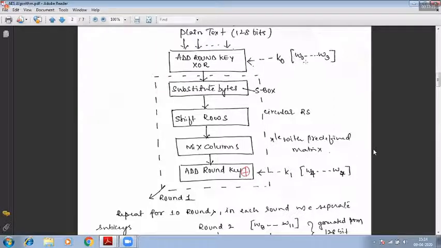So what would be the words? Since I'm representing the key in the form of words or bytes, 4 subkeys are used in the first add round key XOR operation. The words could be W0 to W3. Similarly here, it could be the next words in the series, that is, W4 to W7.